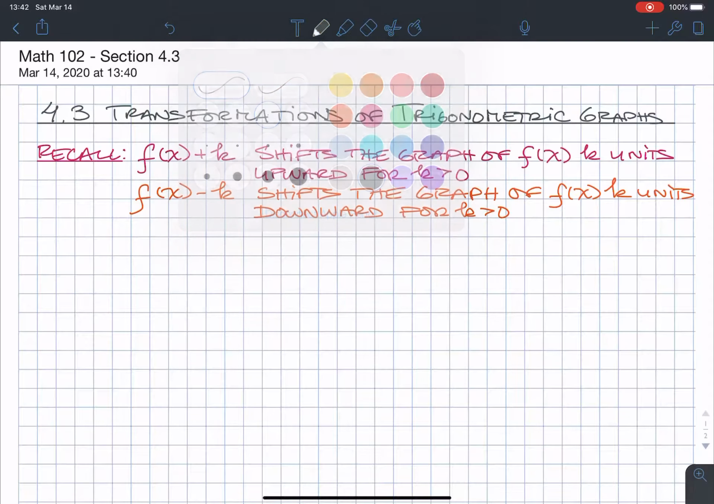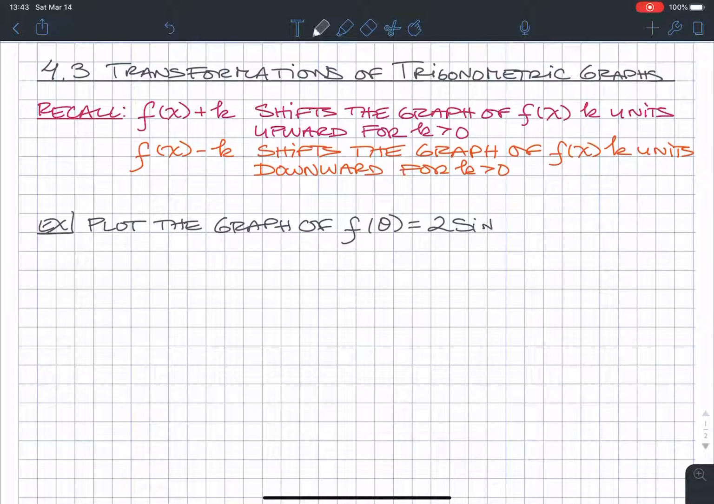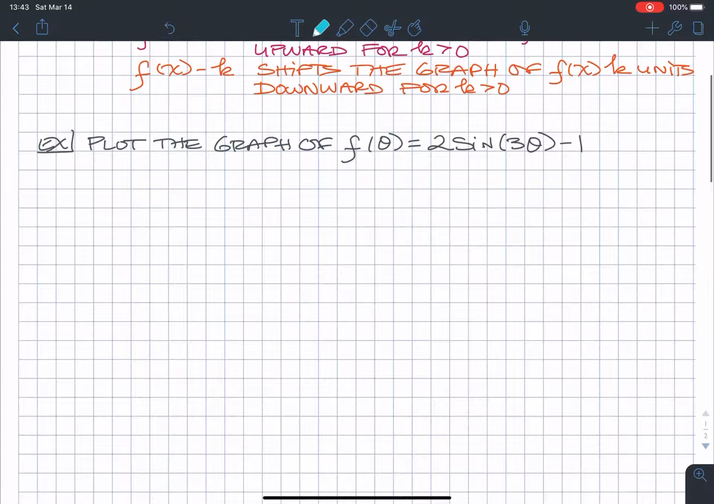So for example, let's use this fact to plot our sine and cosine functions. Let's plot the graph of, let's have f of theta be, what shall we do? Let's do 2 sine of the quantity 3 theta, then on the outside of the function minus 1. So let me rewrite the function. We have f of theta is equal to 2 times sine of the quantity 3 theta minus 1.